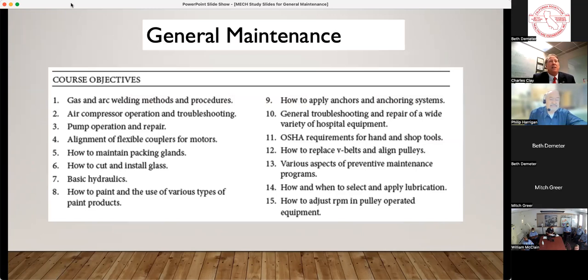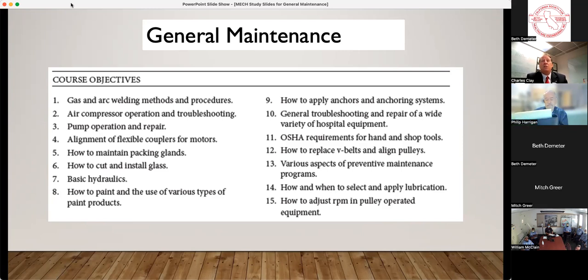On the general maintenance side, a lot of the objectives in this presentation are the gas and arc welding method procedures, air compression operations and troubleshooting, pump operations and repairs, alignment and flexible couplers on motors, and how to maintain a packing gland, how to cut and install glass, basic hydraulics, how to paint and use various types of paint products, how to apply anchor systems, general troubleshooting, repair of a wide variety of hospital equipment, OSHA requirements for hand and shop tools, how to repair V-belts and align pulleys, and various aspects of preventive maintenance programs.